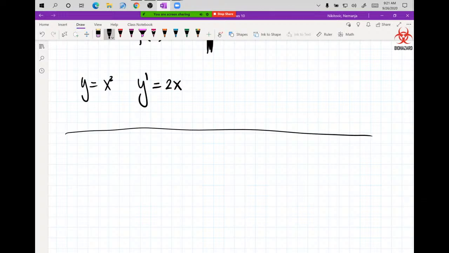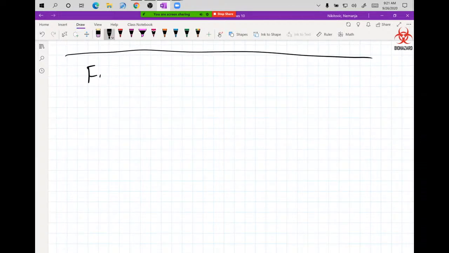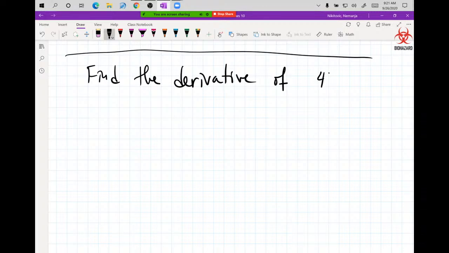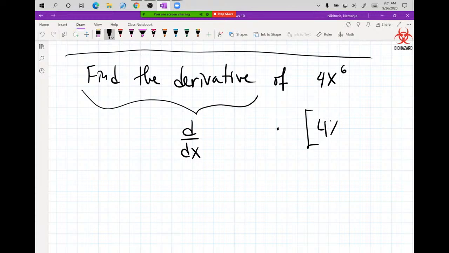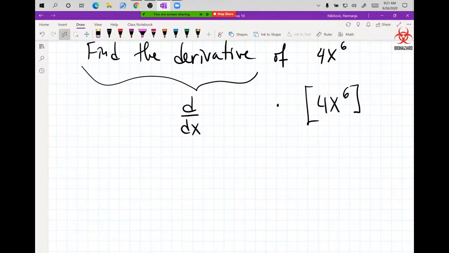So now, if I want to say, find the derivative of 4x to the 6, we can write that problem as: find the derivative, that's d dx, of, is that multiplication, and then the function goes in here, giving you the problem d dx of 4x to the 6. And now you can use the rule.